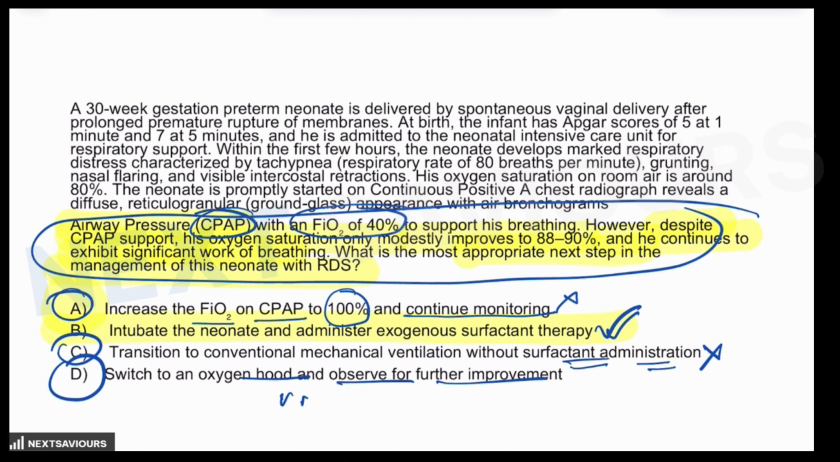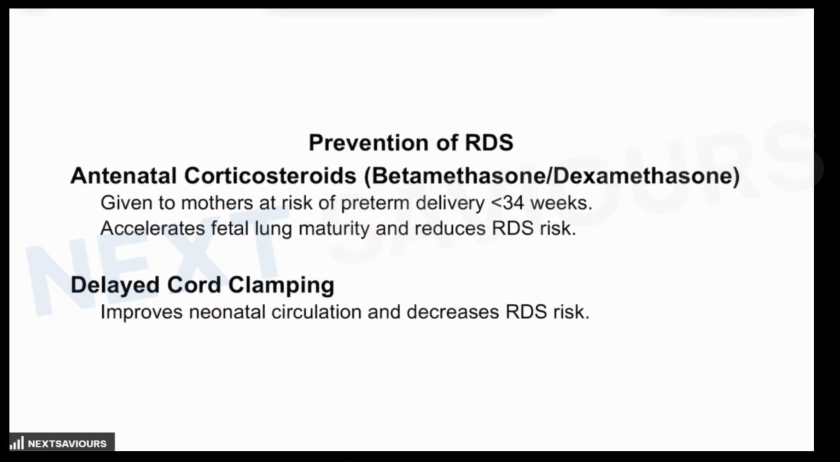So hopefully you have understood, first, how to identify the question is related to the respiratory distress syndrome of prematurity. Second, what is the step-by-step management protocol for these types of questions. And third, is there any protocol for the prevention of the respiratory distress syndrome? Yes, antenatal corticosteroids like betamethasone, dexamethasone are to be given to the mothers who are at the risk of preterm delivery. And why it has to be provided? Because it accelerates fetal lung maturity and reduces the RDS risk. Another way is by delaying the cord clamping, which improves neonatal circulation and decreases the risk of respiratory distress syndrome.